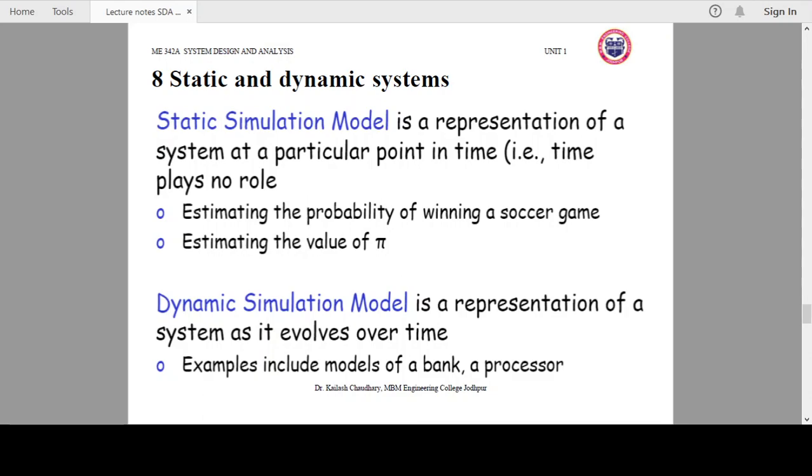That means you do not have any effect of time on your system. Estimating the probability of winning a score game, estimating the value of pi, all these are static models where you get a certain value for a particular point of time. While the dynamic simulation model is a representation of a system as it evolves over time.